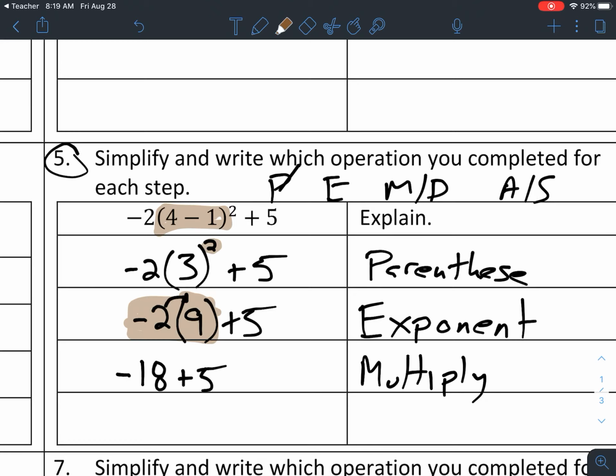And our last step, because of this, is addition. So we just write addition. And because we see that our negative number is larger than our positive number, we know our final answer is going to be a negative. If I took 5 away from 18, that's going to leave us with negative 13 as our final answer.